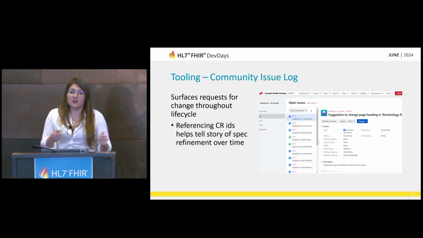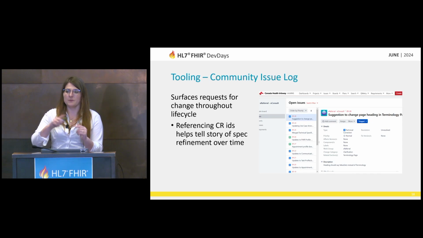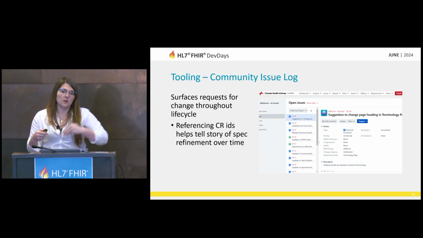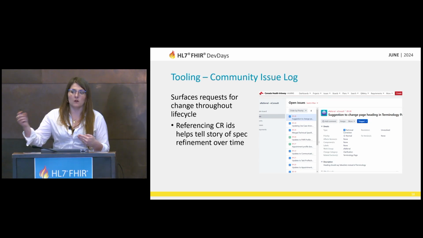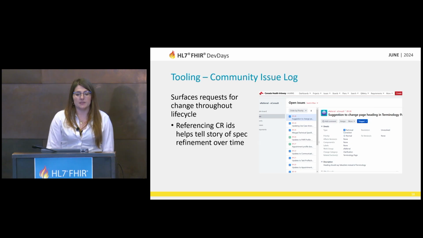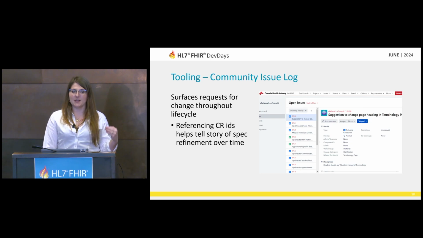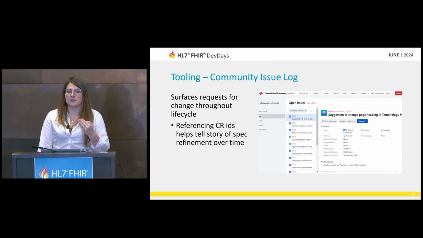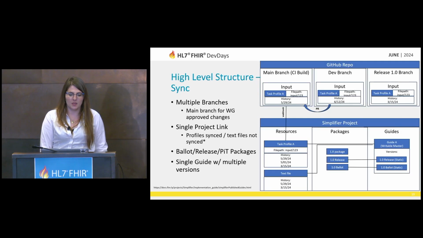And then our community issue log. This is probably the piece that's least integrated to the process, but it is really important to touch on, because oftentimes as part of our overall process of making a change and incorporating it into the CI build, we're referencing the actual change request IDs wherever possible. I know I'm not the best at it, but we are trying, because it does help us tell the story of why we made the change, when we made it, and what it was tied to.